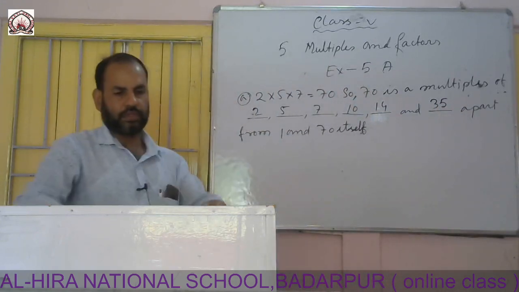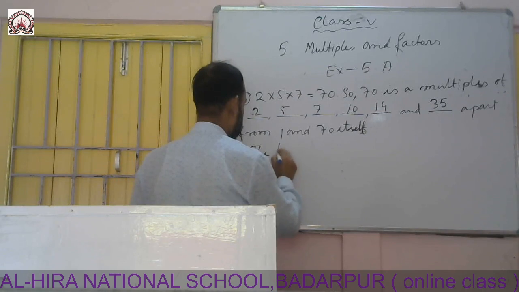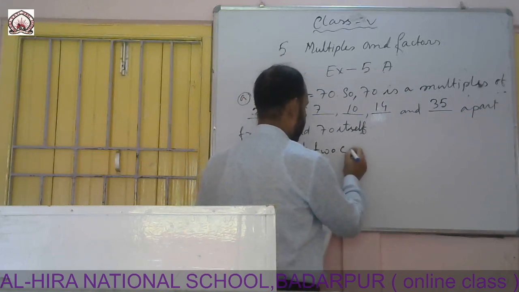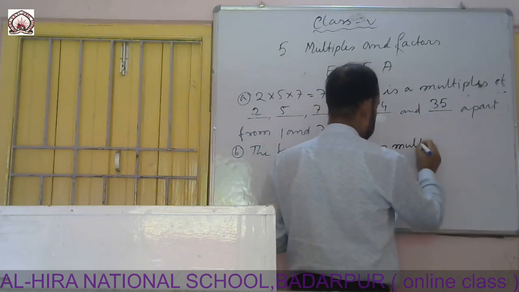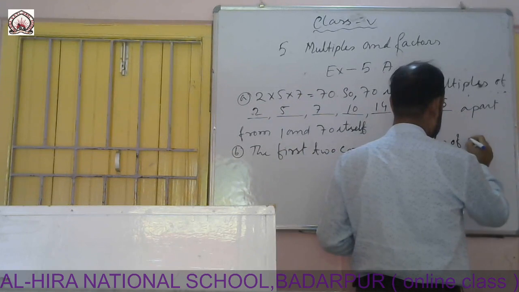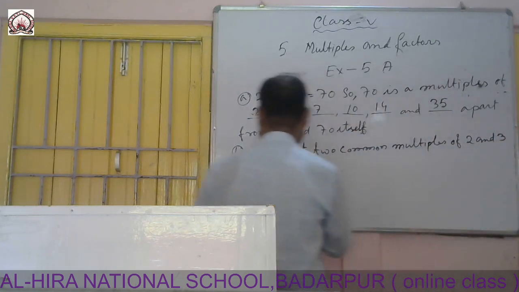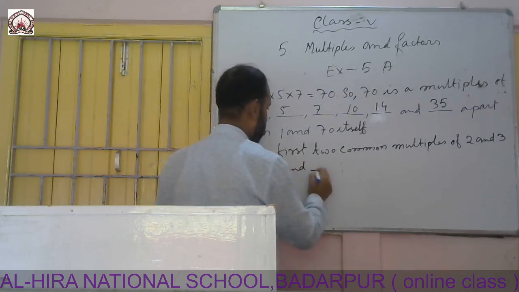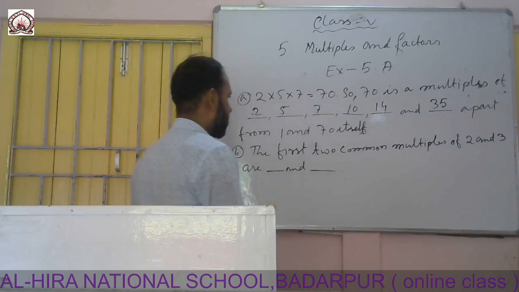So next, question number B. The first two common multiples of 2 and 3 are dash and dash.